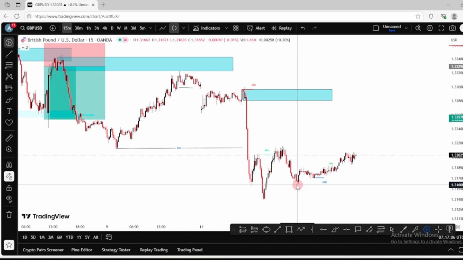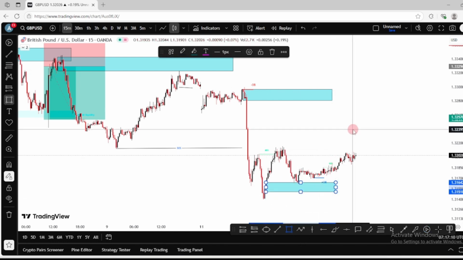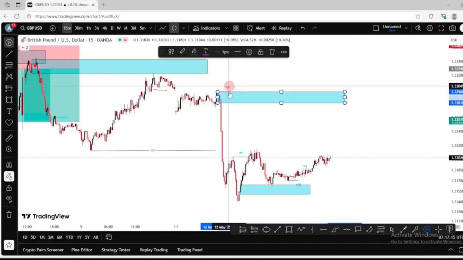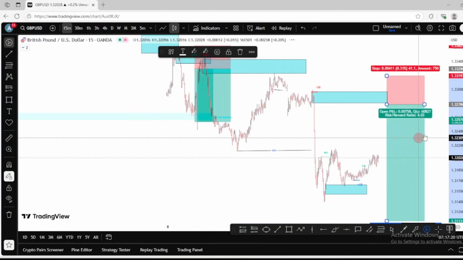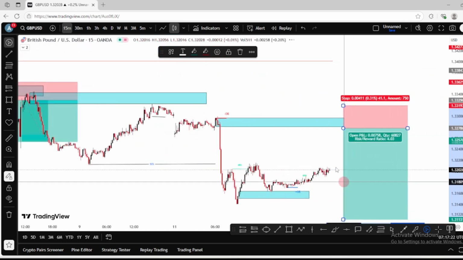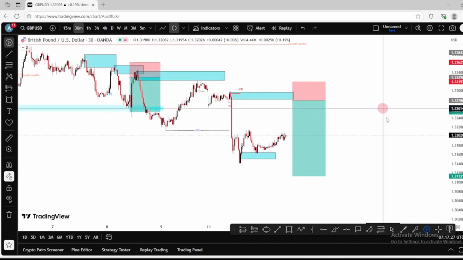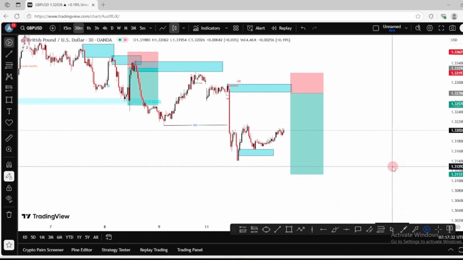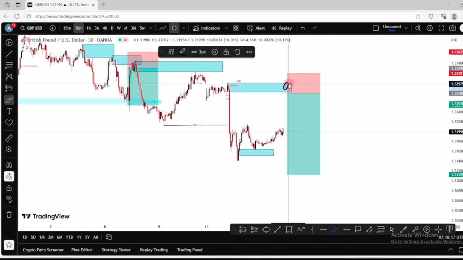Price came back to a fair value gap zone somewhere around here, and we are having the push to the upside. Okay, so it is going to the upside, come and tap into this OB zone that the tool is showing before another massive drop to the downside. Something like this. So that is what price is trying to do right now. Okay, so our trade will be somewhere around here to the downside.